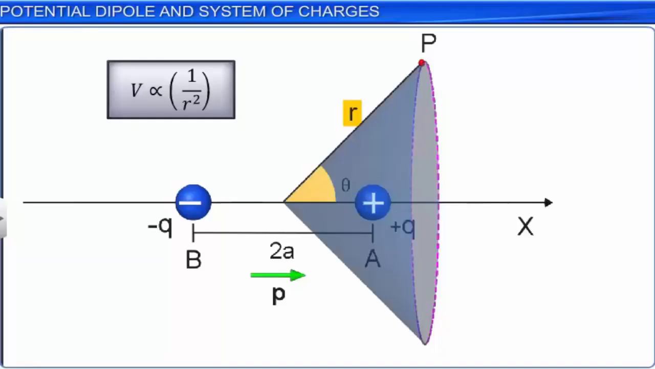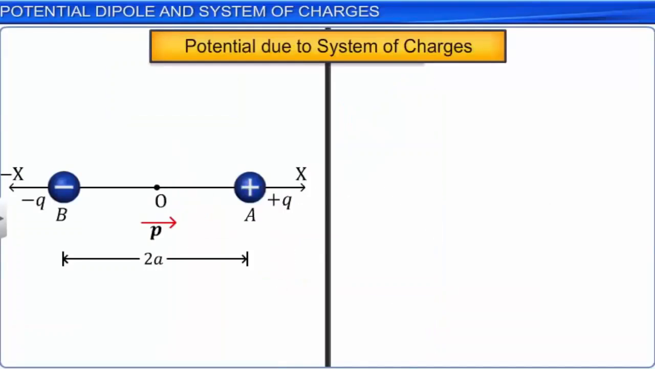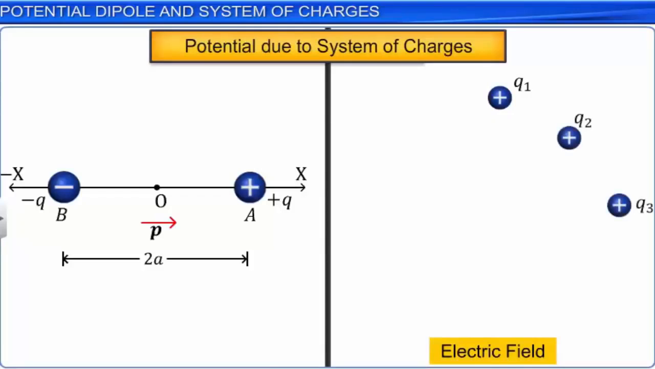In the case of a dipole, we have calculated the net potential due to a system of two charges. Now, let us consider the electric field due to a system of charges, say Q1, Q2, Q3, and so on up to Qn.